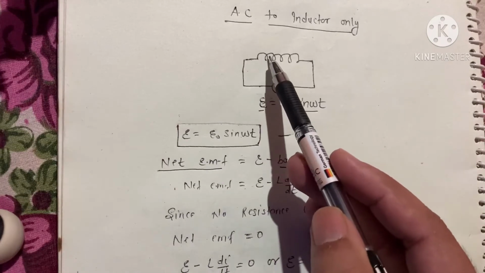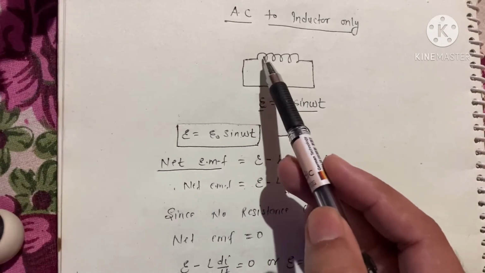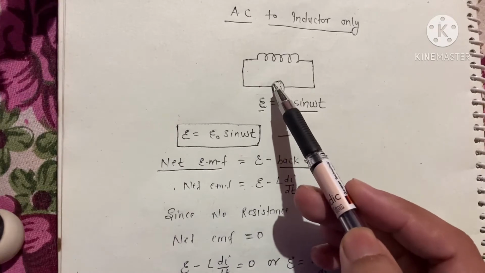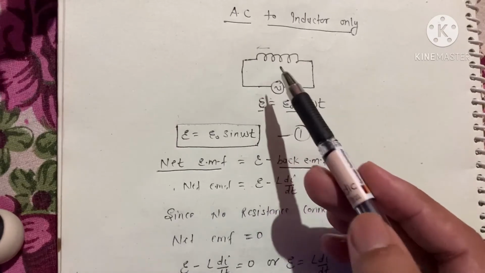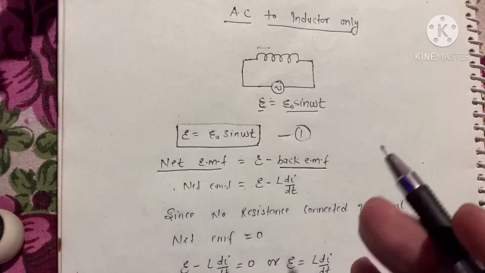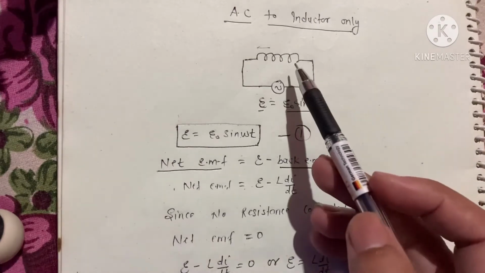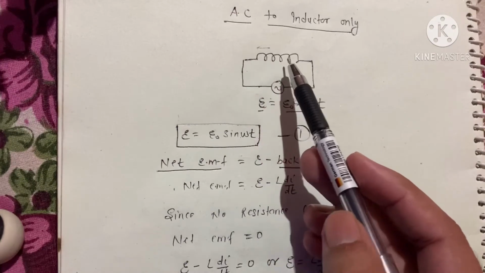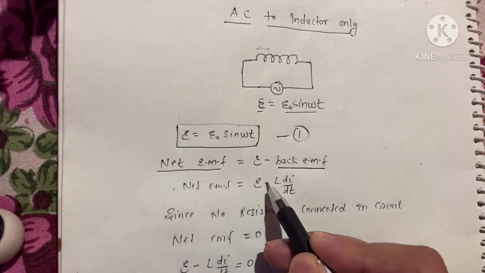Because of that magnetic effect, one EMF is induced that will try to oppose the source which is producing this EMF. So one EMF will be in this direction, because it opposes. AC continuously changes direction, and because of the change in magnetic flux, an EMF is induced as per Faraday's law of electromagnetic induction. This is called back EMF in the inductor, given by minus L di by dt. The minus sign is because of opposition.